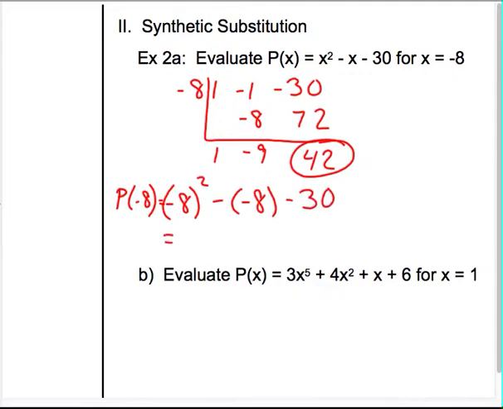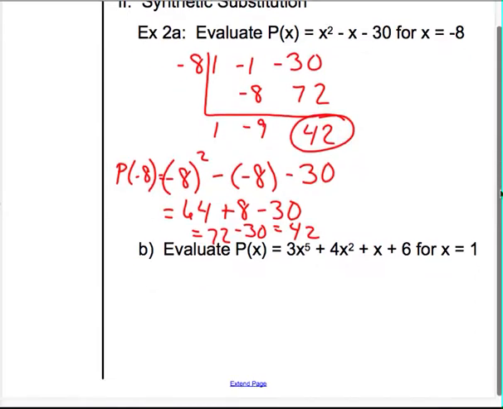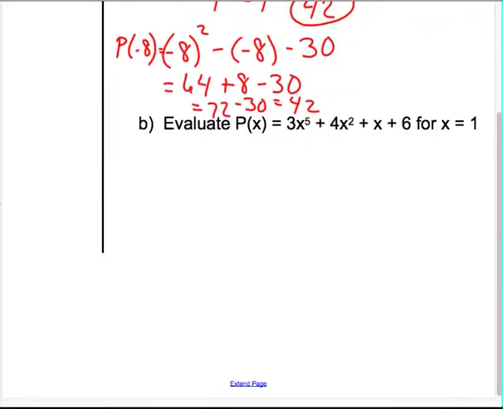So we'll evaluate it the long way to show that they're equal. Negative 8 squared is 64. The opposite of negative 8 is positive 8, minus 30. 64 plus 8 is 72, minus 30 equals 42. So the synthetic substitution with a polynomial like this wasn't a whole lot easier, but when we look at example B, it will be quite a bit easier because there's a lot more going on and we've got a lot higher powers. So we'll look at one last example.